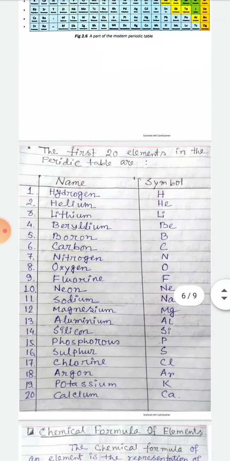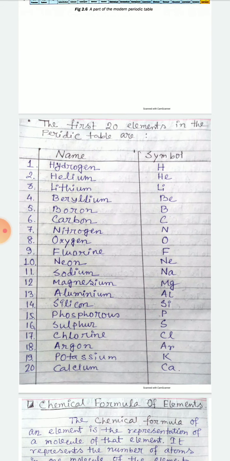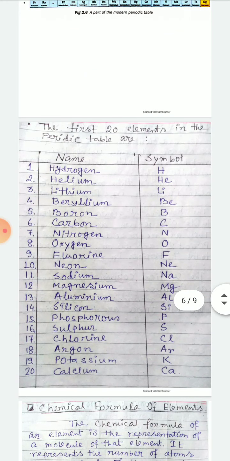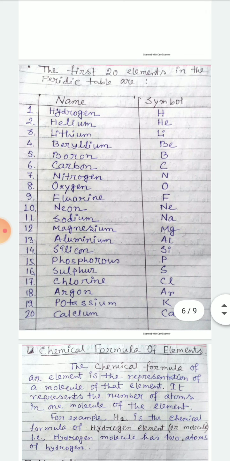So the first 20 elements in the periodic table are hydrogen, symbol H, helium, symbol He, lithium, beryllium, boron, carbon, nitrogen, oxygen, fluorine, neon, sodium, magnesium, aluminum, silicon, phosphorus, sulfur, chlorine, argon, potassium, and calcium. These are the first 20 elements of this periodic table. You have to remember the first 20 elements of the periodic table and their symbols also.